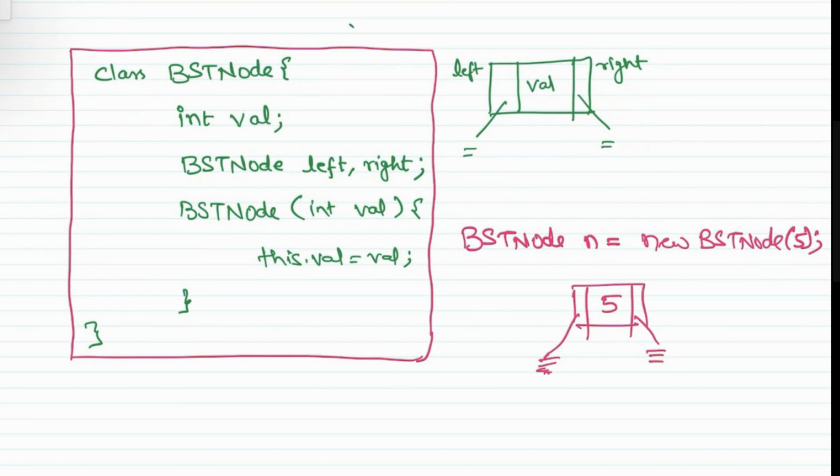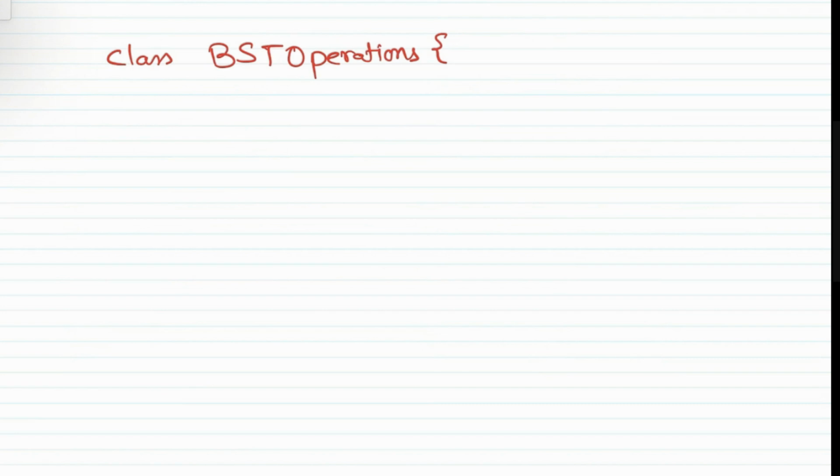Now we are going to define another class. Let's name that class as BST operations. Now this class will provide us functions which are independent. So I'm going to give you a few requirements. You have to keep those requirements in mind when you are writing those functions. One function that I'm giving you is its return type should be BST node. Function name I'm defining as insert.